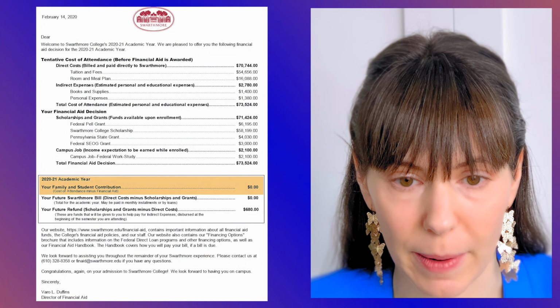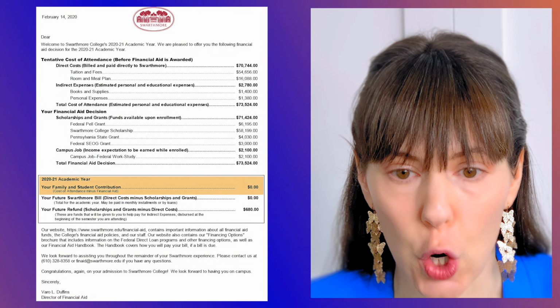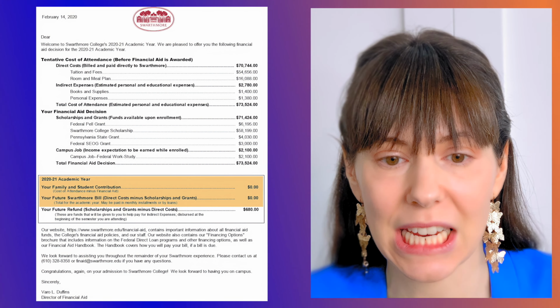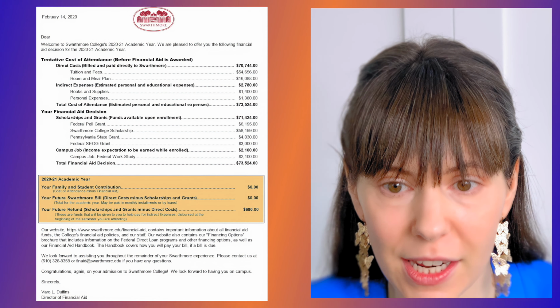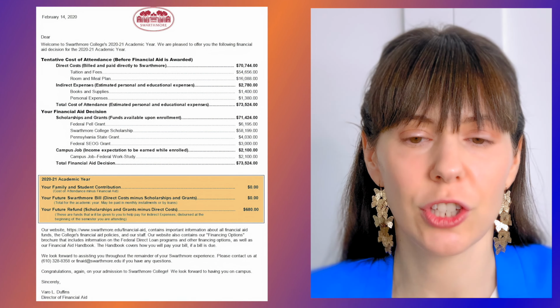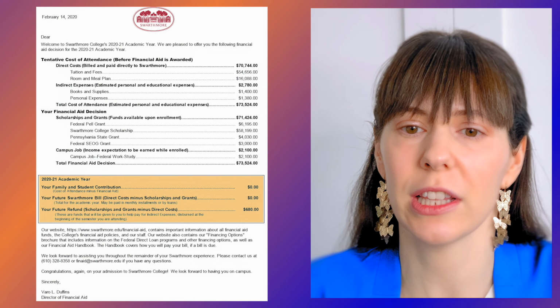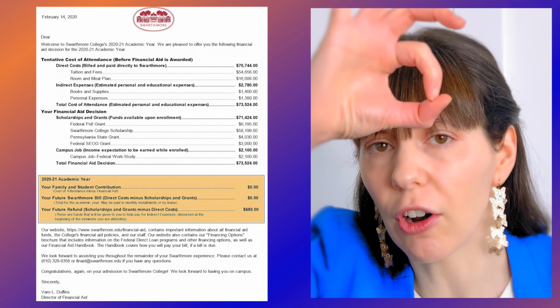And this is your EFC, your expected family contribution, 0. Your future Swarthmore bill, 0. Your future refund, I don't even understand why he's getting a refund, but I'm not here to argue about it. So this is what a beautiful letter looks like. You do the math and you get 0.